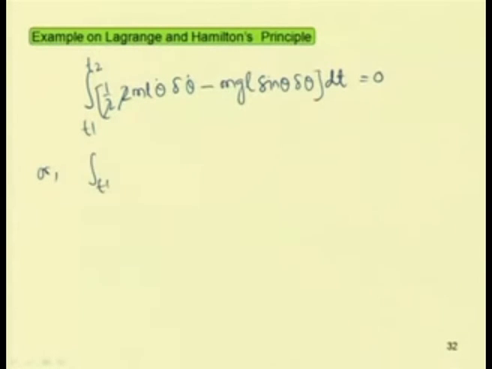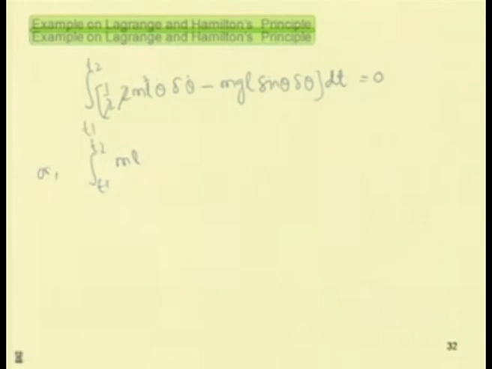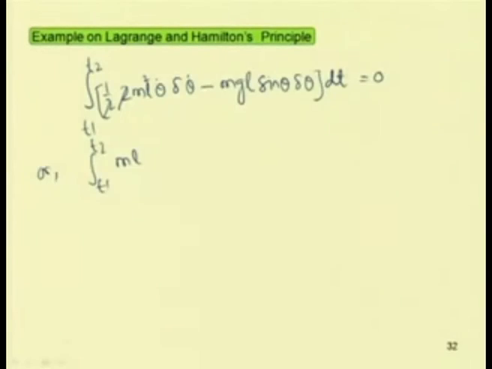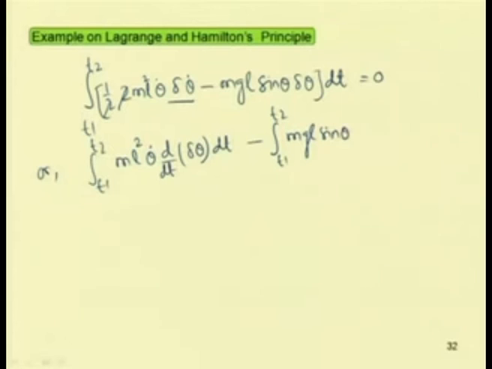So, this will become 0, or one can write this as integration T1 to T2 of m L square theta dot, where I can write delta theta dot equal to d by dt of del theta, dt, minus integration T1 to T2 of mgl sin theta del theta dt. So, this will be equal to 0.